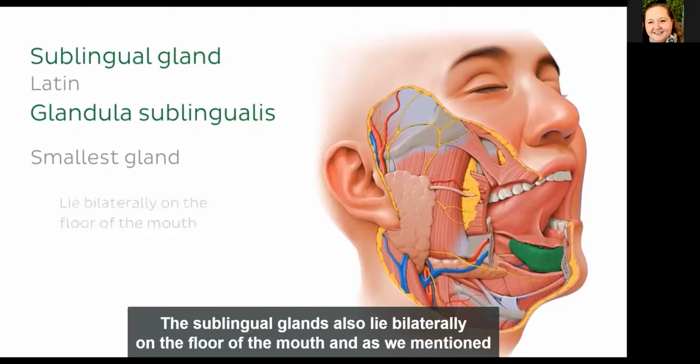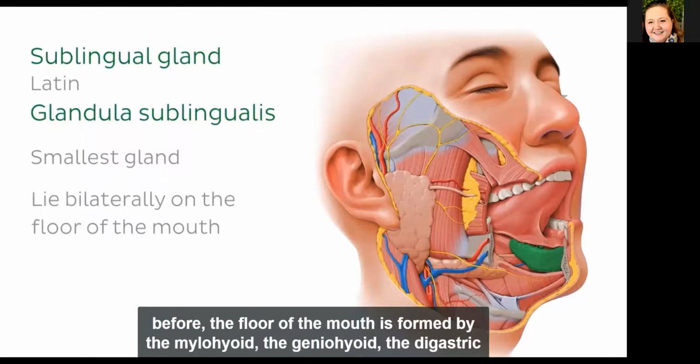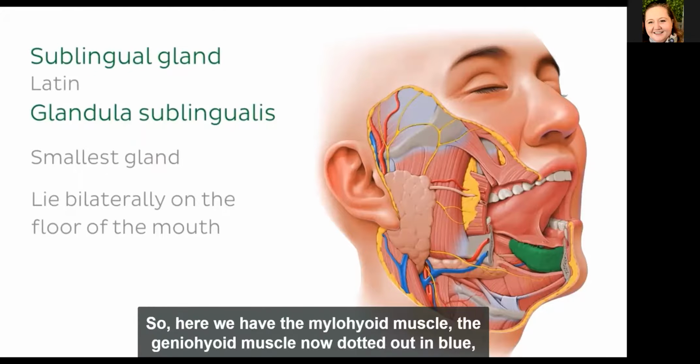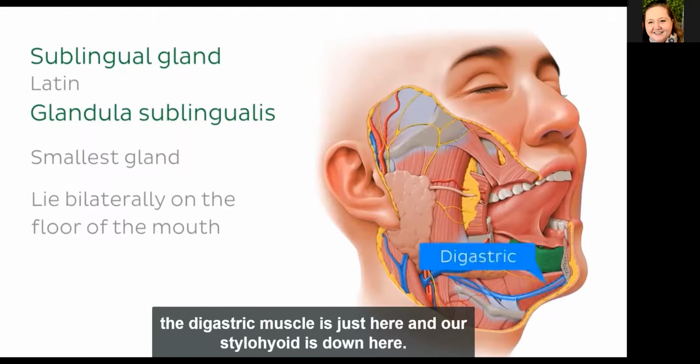The sublingual glands also lie bilaterally on the floor of the mouth, and as we mentioned before, the floor of the mouth is formed by the mylohyoid, the geniohyoid, the digastric and the stylohyoid muscles, and let's just briefly go over them again. So here we have the mylohyoid muscle, the geniohyoid muscle now dotted out in blue, the digastric muscle is just here, and our stylohyoid is down here.